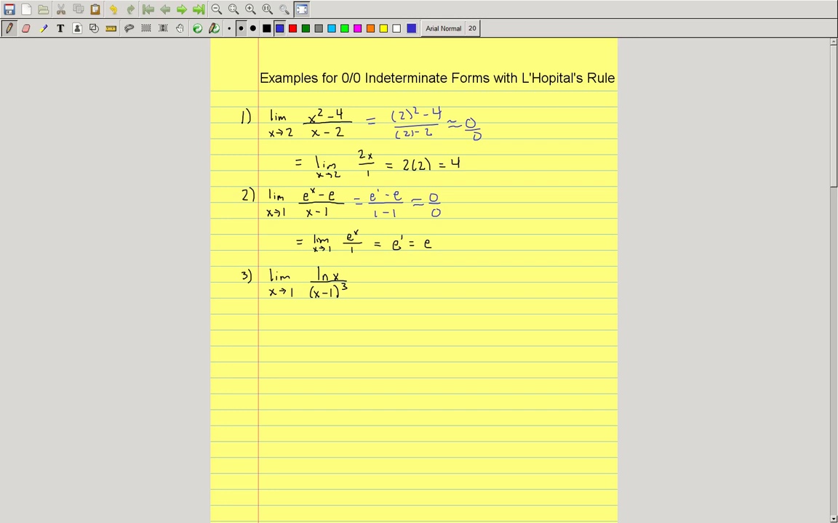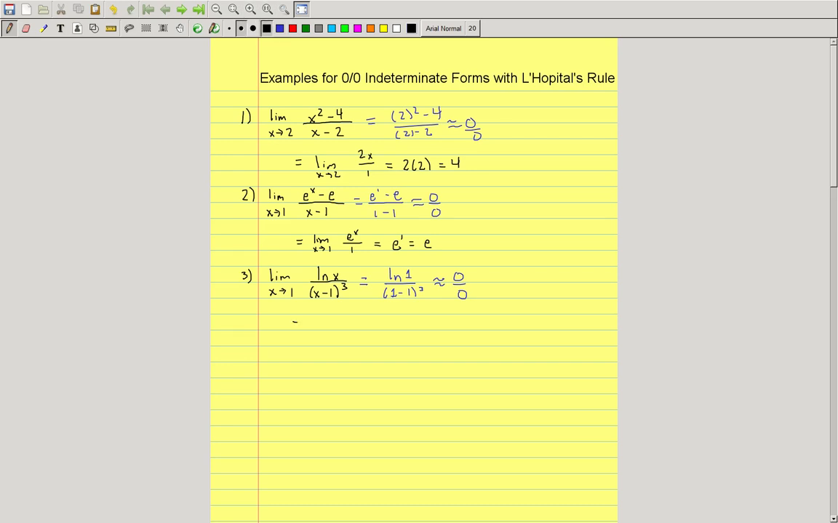Lastly, we're going to check this case here. We're going to plug 1 into both parts of our function here. And we see again that we get 0 divided by 0, because the natural log of 1 is 0, and 1 minus 1 to any power is going to be 0.